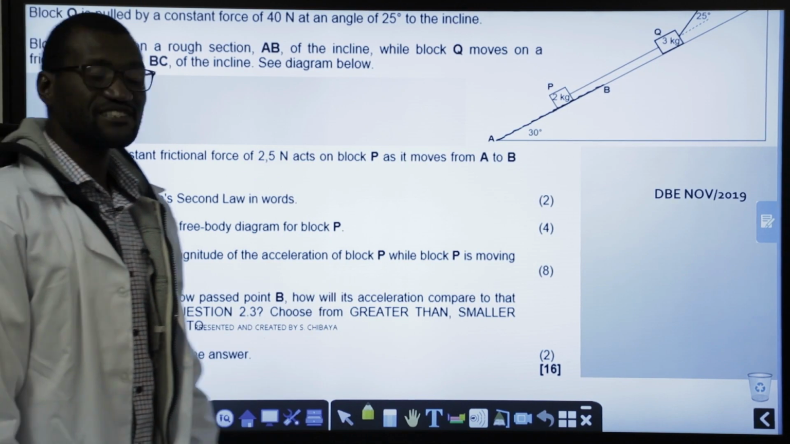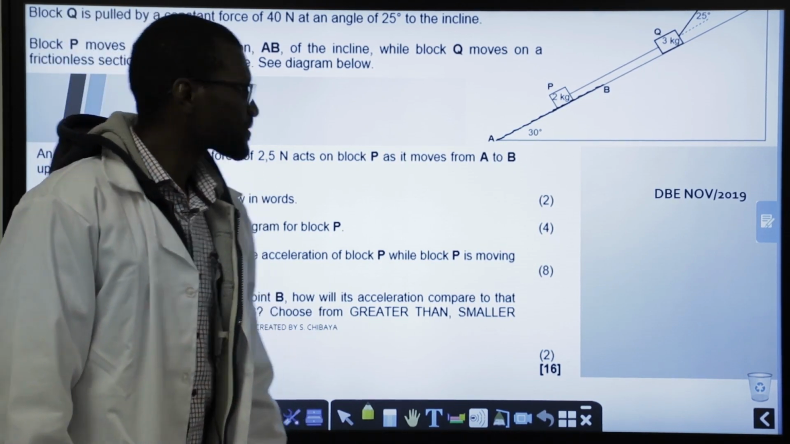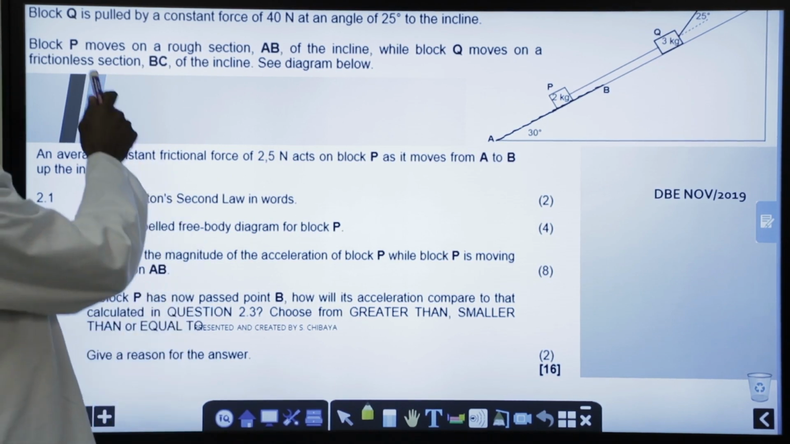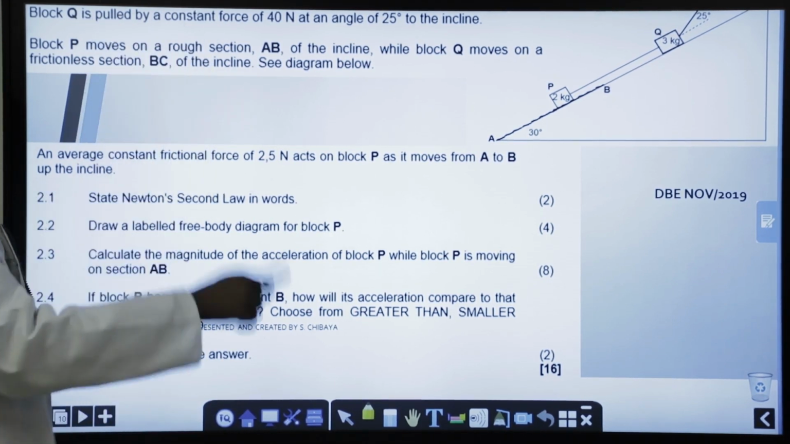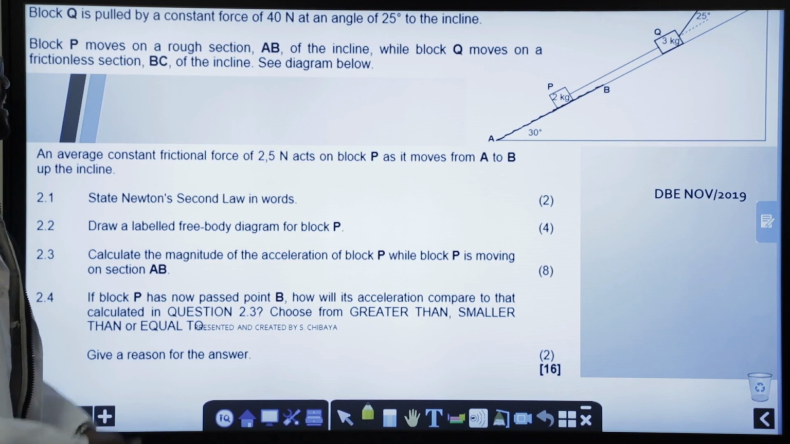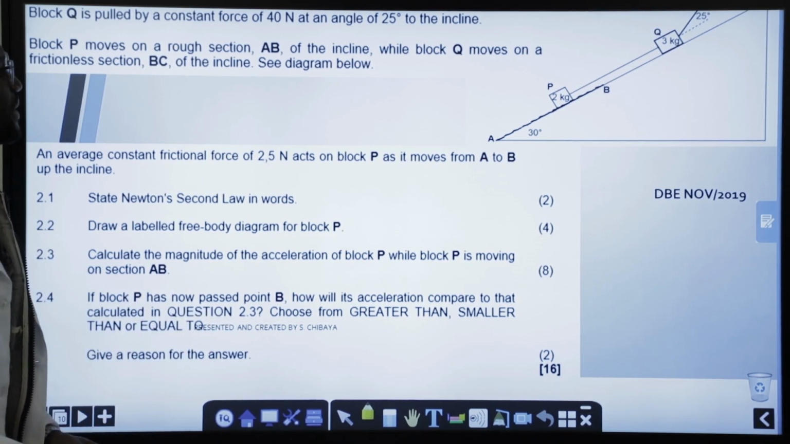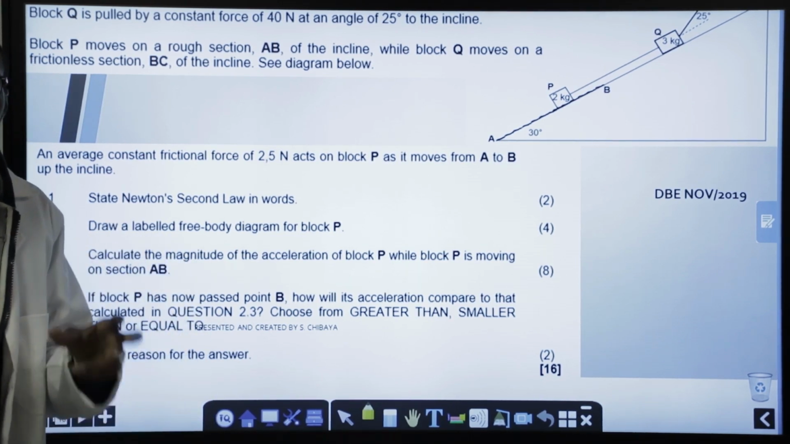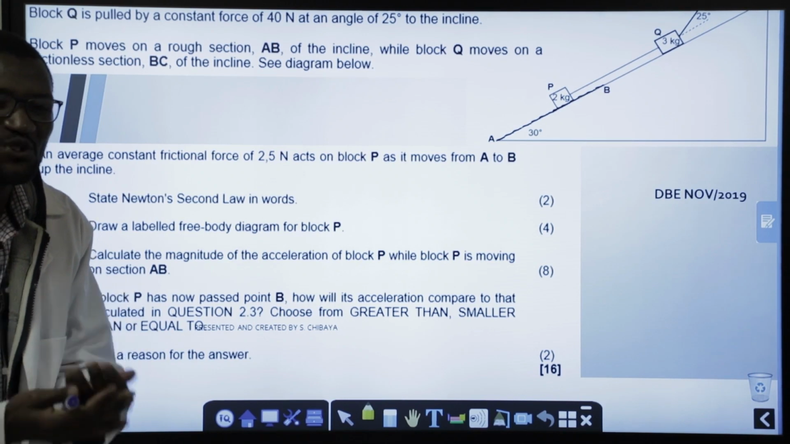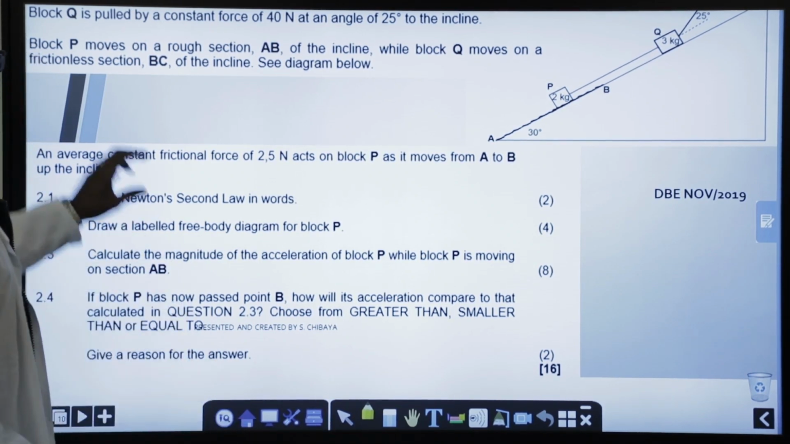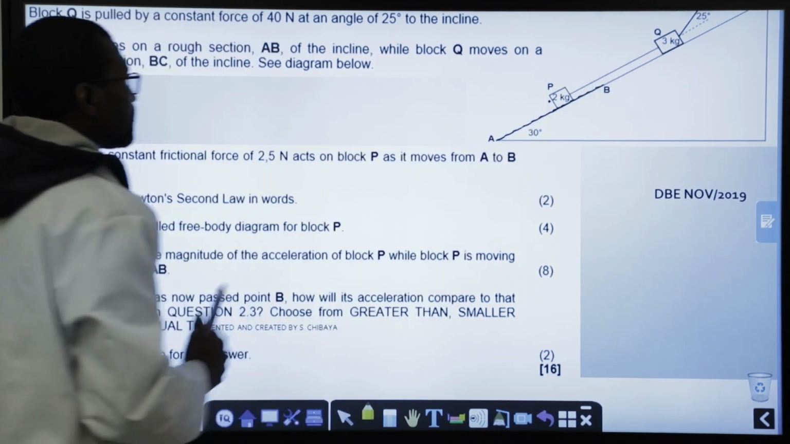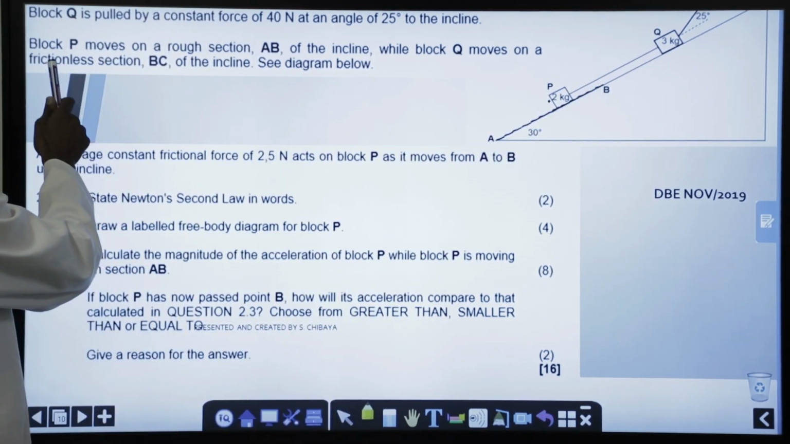Listen, here is one from the November 2019 exam paper. It says that a block is pulled at a constant force of 40 newtons at an angle of 25 degrees to the incline. Might look different, might look weird, but don't be afraid. The same concepts, the same rules are applicable in a question. So you got P, you got Q, relates to the diagram to what is given.